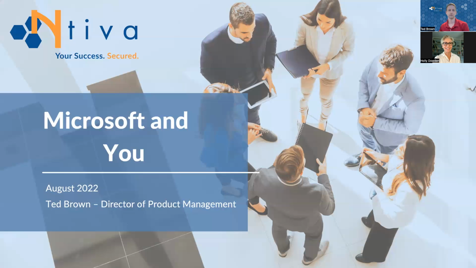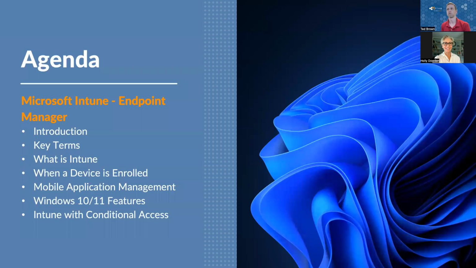And today I'm excited to be talking to you all about Microsoft Intune, which is the topic for today. Going through Microsoft Intune, which is also called Endpoint Manager, we're going to go through a couple of key terms. I'll go a little bit into what is Intune and what happens when a device is enrolled. Get a little bit into Microsoft Application Management, which is also called MAM. Go into some differences between the Windows 10 and Windows 11 features on the different OS choices you have, and then give a couple of examples of Intune with conditional access.